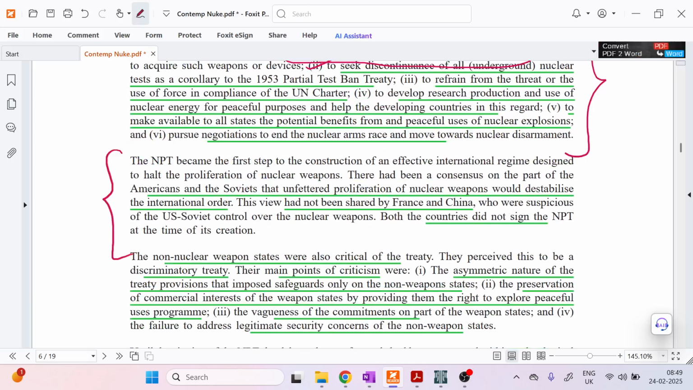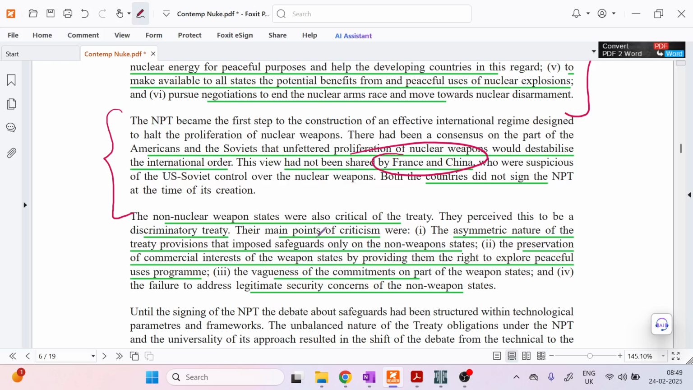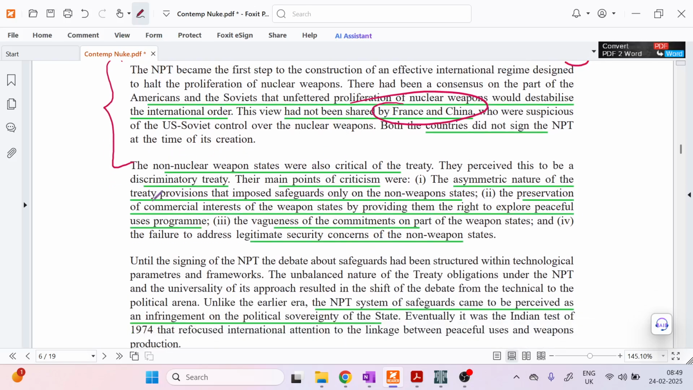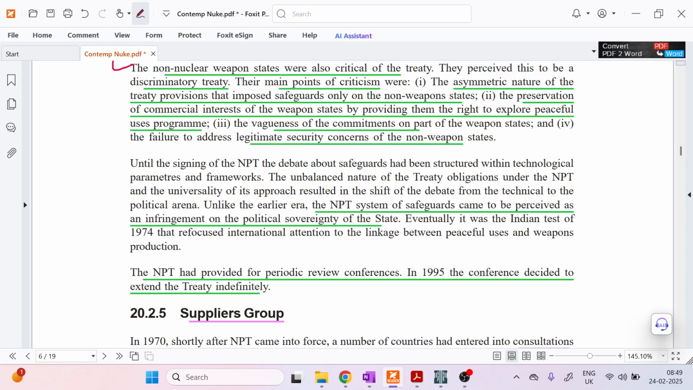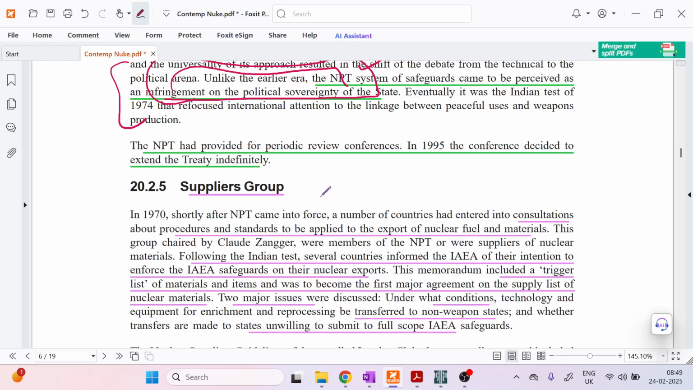But this treaty was objected to by many nations, including France, China, and India. The main concern was the infringement of political sovereignty, the violation of sovereignty of a particular state. And in the 1995 conference of the NPT, this treaty was extended indefinitely.